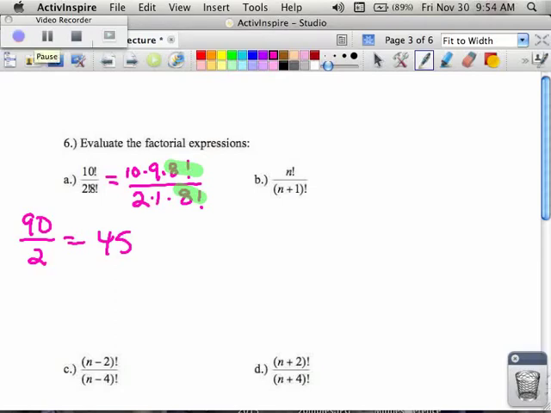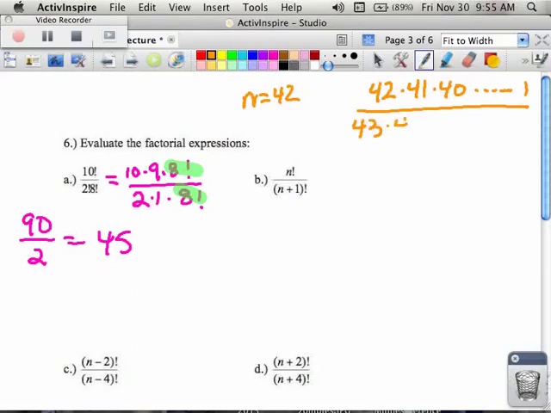Wow. So Nate picks 42 as a number for n. Let's say I'm looking at letter B. And since Nate picked 42 for the number, if I were writing the B thing with numbers in it, here's what I would see. I would see 42 factorial, which is 42 times 41 times 40, blah, blah, blah, until I got to 1. Down below, I would have seen 43 factorial, which is 43 times 42 times 41 times 40, blah, blah, blah, all the way down to 1.